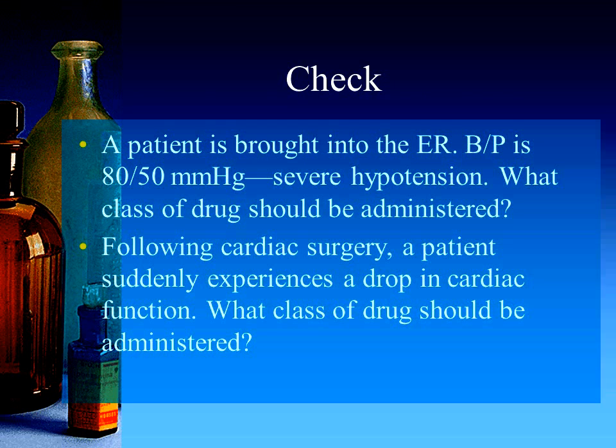Alright, so let's see how we're doing here. Couple quick questions for you, to see how you're doing with comprehending these medications. So you have a patient and they're brought into the emergency room. Their blood pressure is 80/50 millimeters of mercury, which would be considered severe hypotension, low blood pressure.